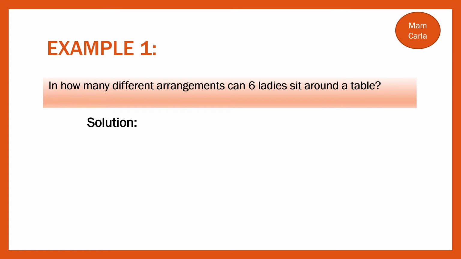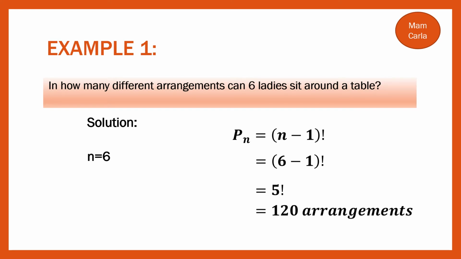So for the solution, let us determine the value of n. So n here is 6. Using the formula, the factorial of the quantity n minus 1, we substitute the value of n, which is 6. That's why we have 6 minus 1. 6 minus 1, we have 5 factorial, and the value of 5 factorial is 120. So it means that we have 120 arrangements in which the 6 ladies can sit around a table.